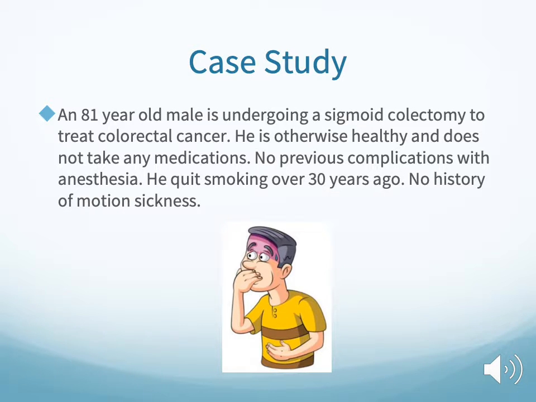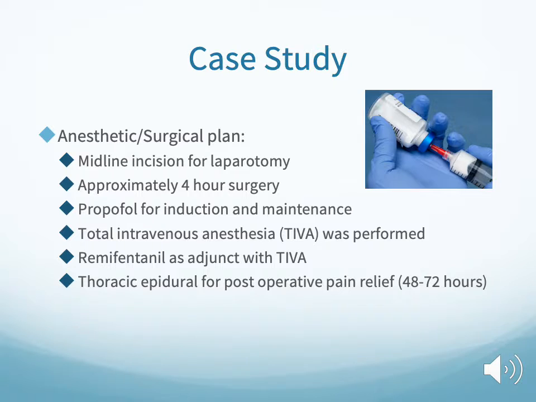This case study will demonstrate how to determine the patient's risk factors for PONV and multiple ways to reduce the risk. So for the anesthetic and surgical plan of the case study, the patient had a midline incision for a laparotomy. The surgery was approximately 4 hours. Total intravenous anesthesia was used with administration of propofol for both induction and maintenance. For pain management, the patient received remifentanil intra-op as adjunct with the TIVA. He also had a thoracic epidural placed for effective pain relief in the postoperative period.